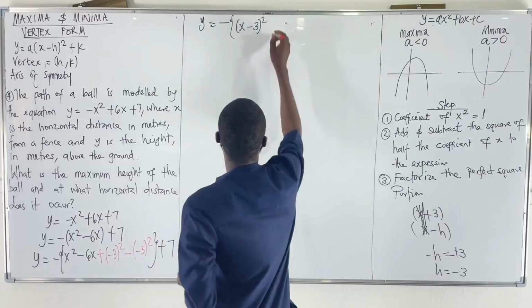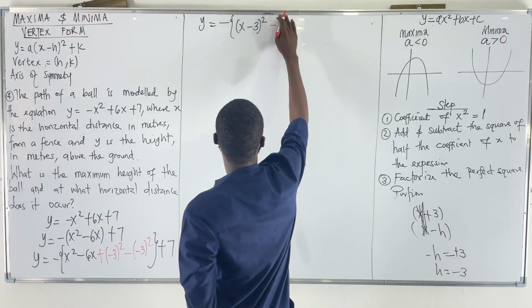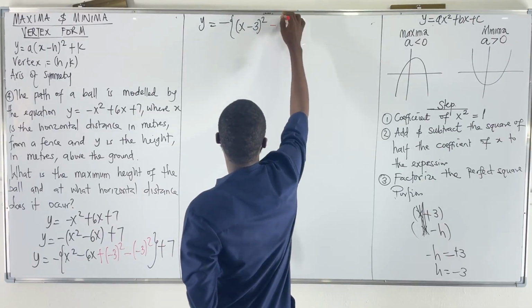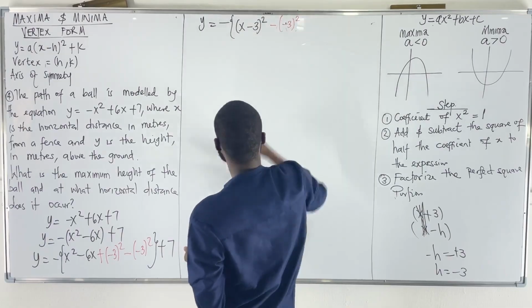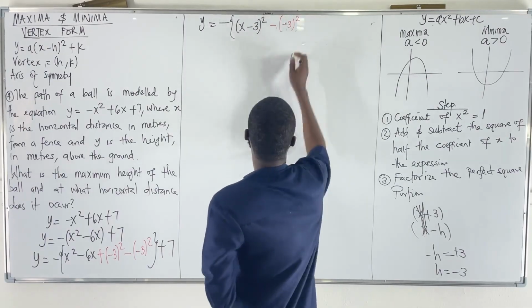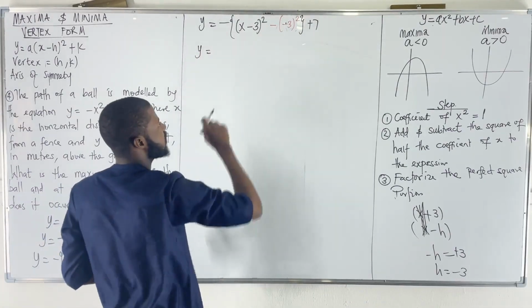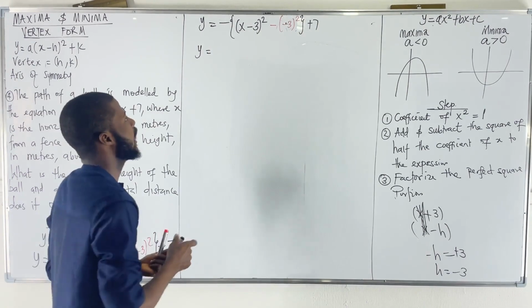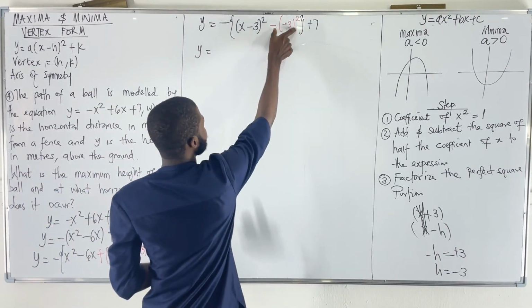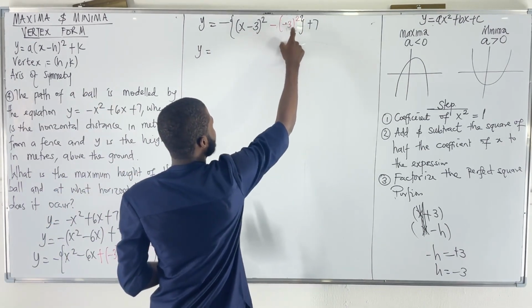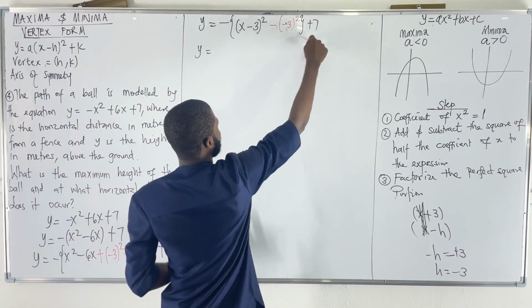So that one will still be there. Minus 3, oh no, sorry. Minus into minus 3 squared. Yeah, it should still be there. And then my plus 7. Now this is y equal to, now I want to expand. Why do I want to expand? Because this is not a perfect square. So I need the minus guy to come outside. So I need this to come outside.